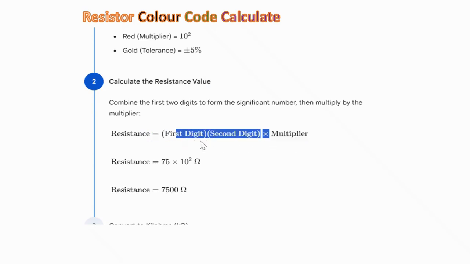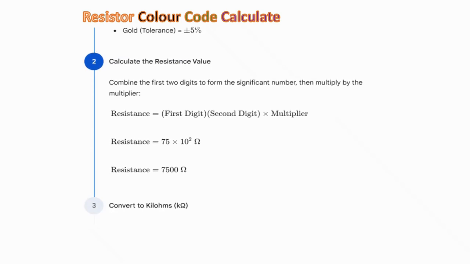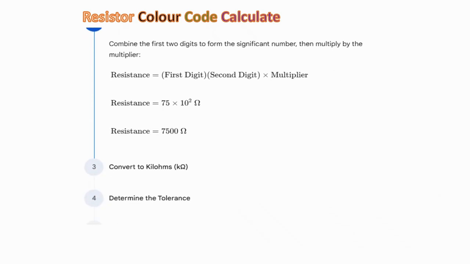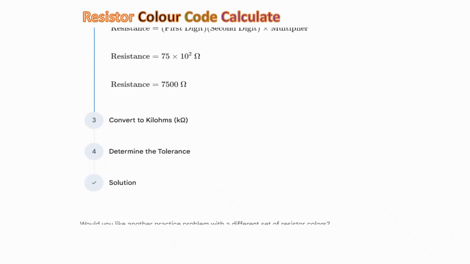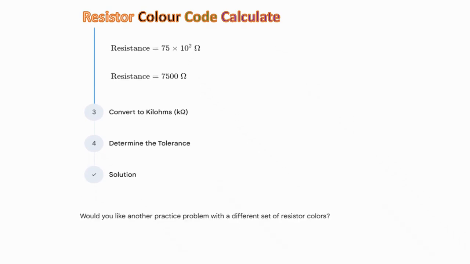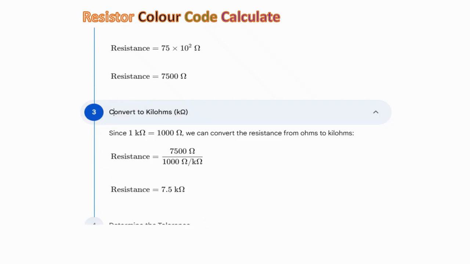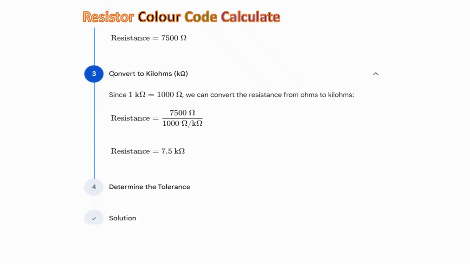That means red, and the resistance value gets 75 times 10 to the power 2, that means 10 to the power 2 multiplied by 75. Here you can see the red multiplier, and they get the value of 7500 ohm. Okay, now convert ohm to kilo ohm by dividing by 1000, then we get the result 7.5 kilo ohm.